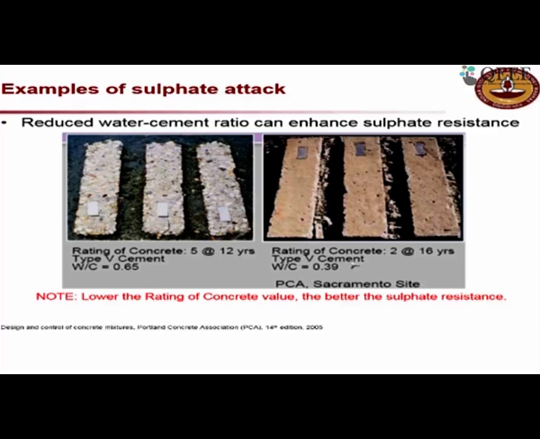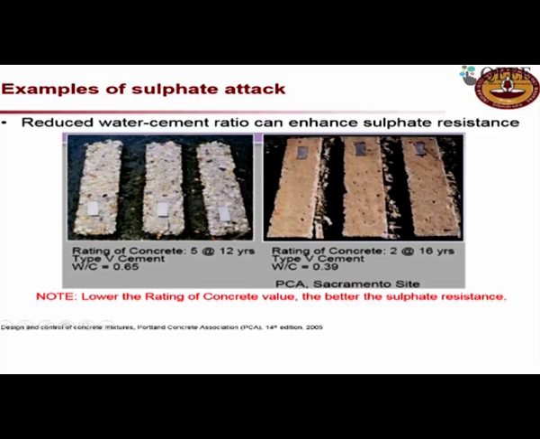So what this slide is showing is that it is not just about using a sulfate resistant cement. At the same time you also have to make sure that the concrete is really impermeable, and one way of doing that is to reduce the water cement ratio, or use a very low water cement ratio, and use superplasticizers if you have any issues associated with workability. Now here it says the rating of concrete is 5 in 12 years and the rating of concrete is 2 in 16 years. So rating 5 means poor quality, or the lower the rating value, the better the sulfate resistance. Both these concretes were exposed for more than 12 years.